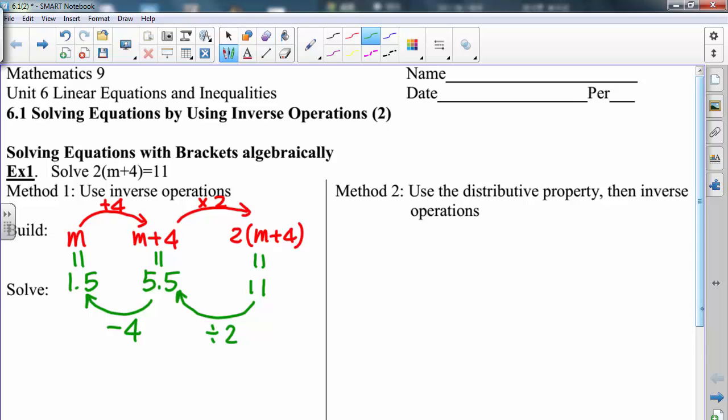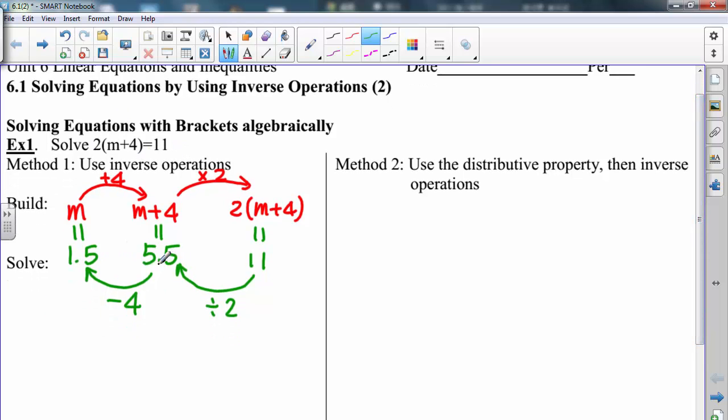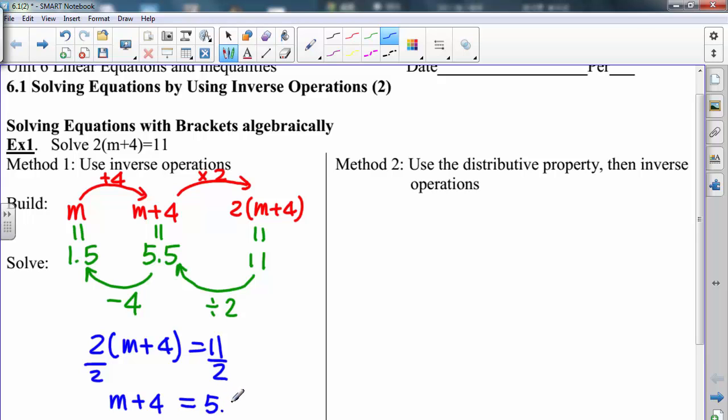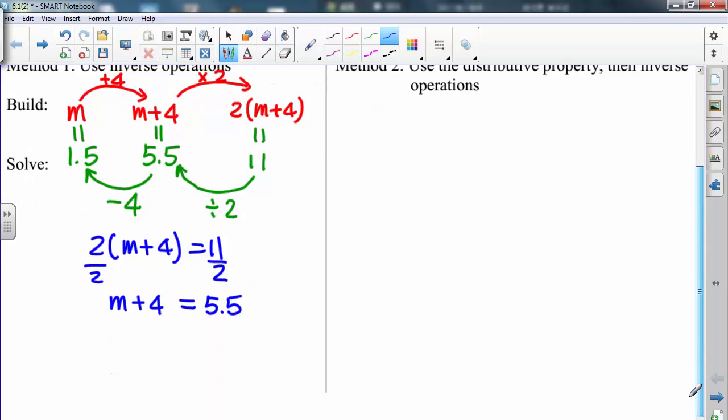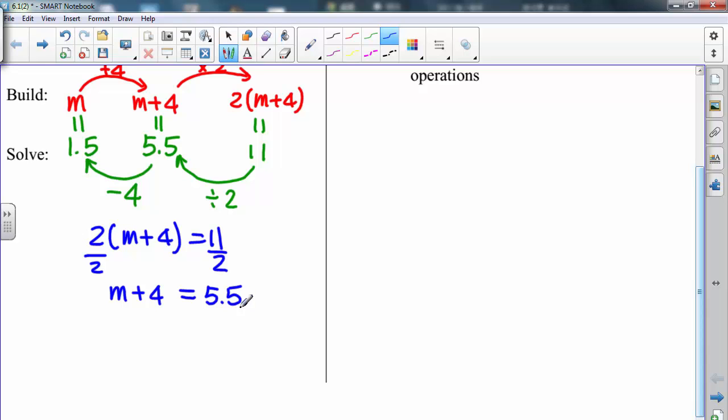Okay, if we want to write down this solution in algebraic steps, what we can do is, following the green model here, divide both sides by 2 without removing the brackets. So 2 divided by 2 is 1. 1 times (m + 4) is the same as m + 4. 11 divided by 2 is 5.5. m + 4 = 5.5.